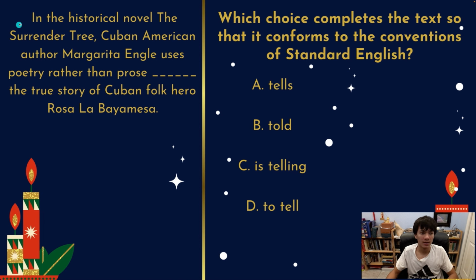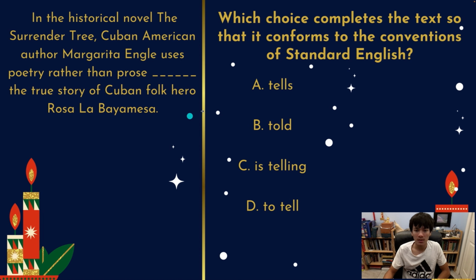So let's read the question here. In the historical novel The Surrender Tree, Cuban-American author Margarita Engel uses poetry rather than prose, blank, the true story of Cuban folk hero. Don't know how to say that. But I do know how to answer this question.